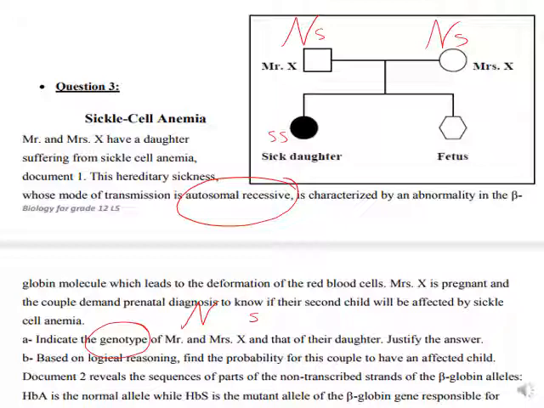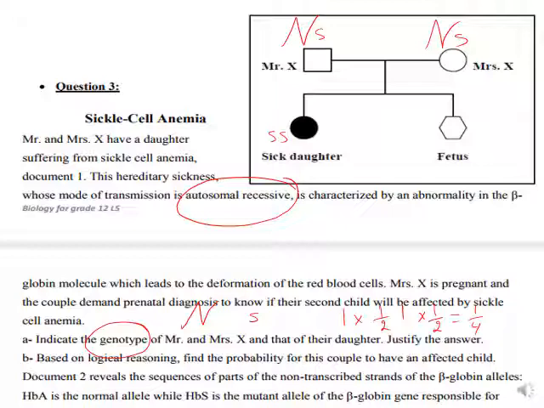Based on logical reasoning, what is the probability to have an affected child? The probability of the father to be heterozygous and the probability of the mother to be heterozygous is 1. Both of them are heterozygous. So it's 1 times 1, times half to give S and half to give S. So it will be 1 over 4. And this is the probability.